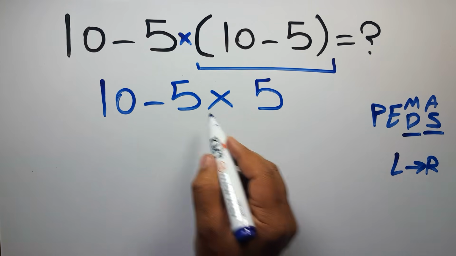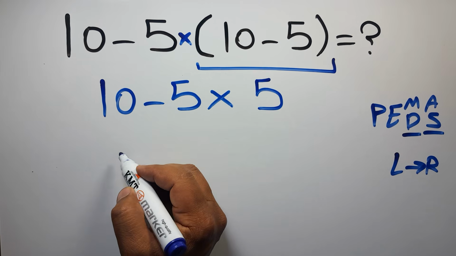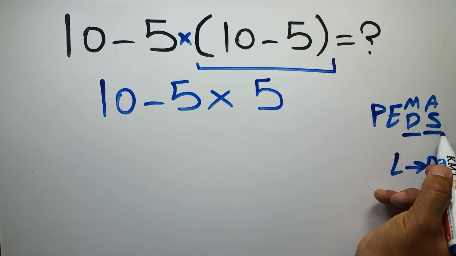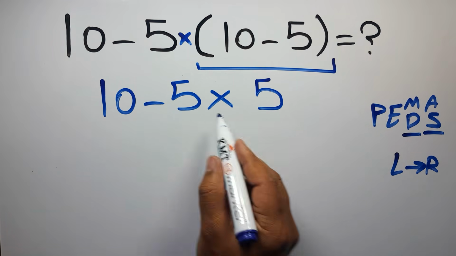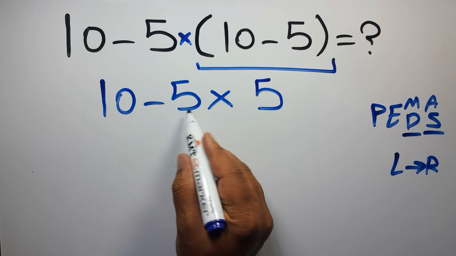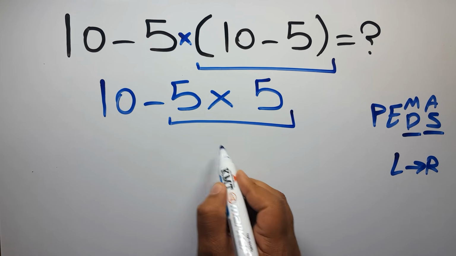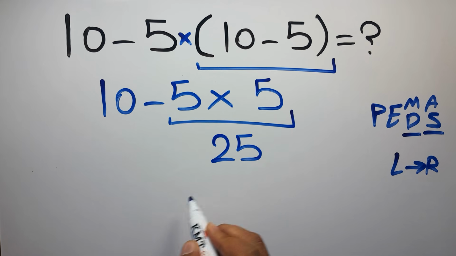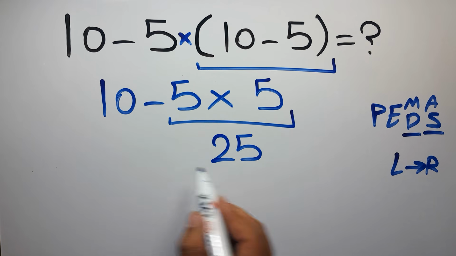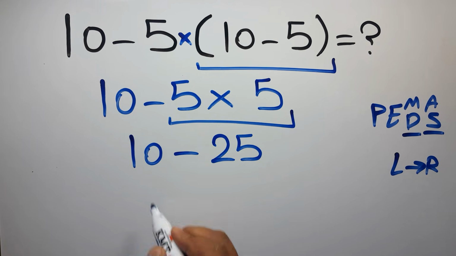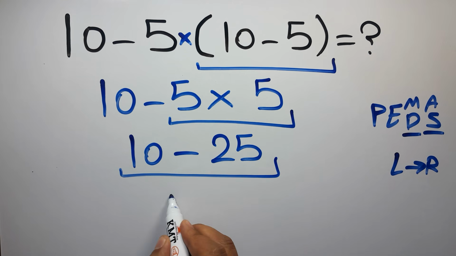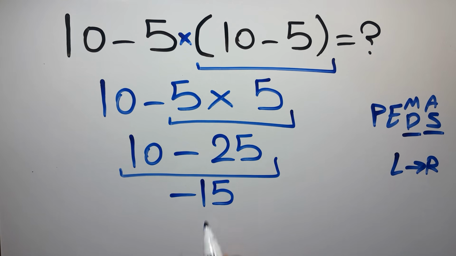According to PEMDAS, multiplication has higher priority than subtraction because multiplication comes before subtraction. So here first we have to do this multiplication. 5 times 5 is just 25. So we have 10 minus 25. And this is equal to negative 15.